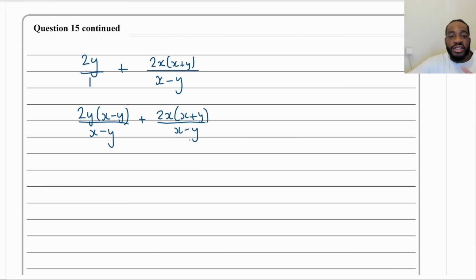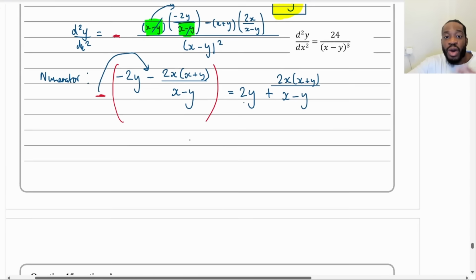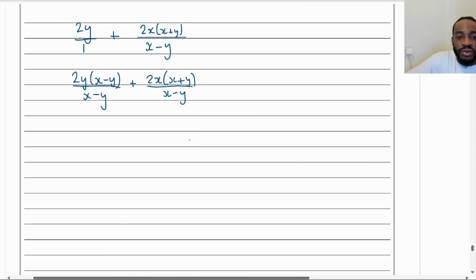Now this is great. Remember, this is just the numerator only that we're dealing with. The denominator is still x minus y all squared, right? So we've got that. So this is really, really good.